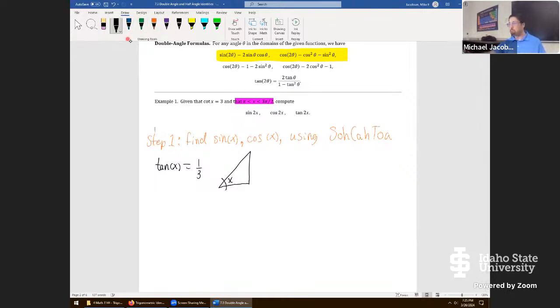We need to put down an x somewhere, and tangent goes opposite. So the opposite of x will be at value 1 over adjacent. So the adjacent side of x will be 3. So we have a 1, 3 triangle so far. Does that make sense to folks on that very first step? Okay, we need to complete the triangle, so we need to solve for this length C over here.